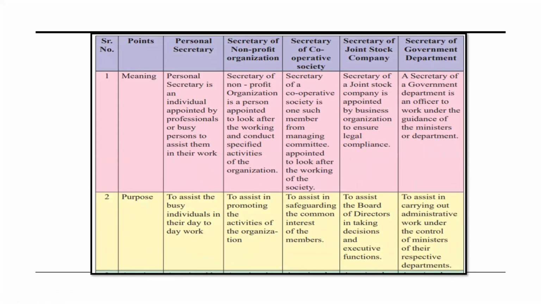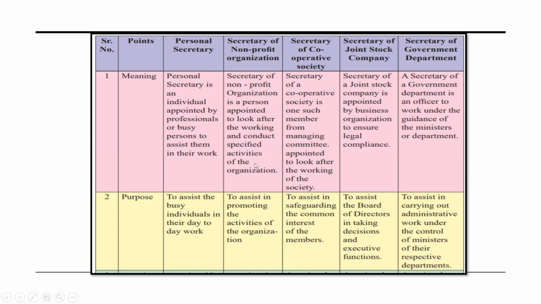So let's start. The smart code will not match the order given in your textbook, but there's no issue. Only the very first point, meaning, should come first. In our smart code, meaning was point number 8. So what you have to remember, class, is meaning should come first every time whenever you start the distinguish. Okay, so I'm explaining you all the 5 together. So pay attention. Starting with meaning of personal secretary. Personal secretary is an individual appointed by professionals or busy people to assist them in their work.